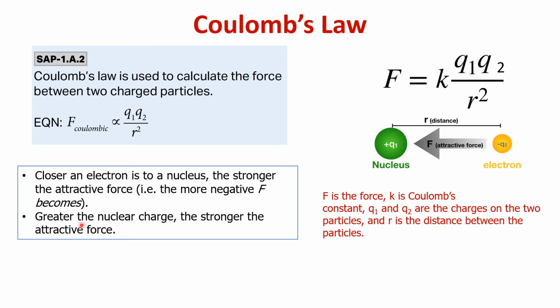Next, if the nuclear charge is higher, it means that the q value is high. Again, if the q value is high, the force would be higher. So if more charge is there, then force would be high. If less distance is there, then force is again higher. So these two factors are basically affecting the Coulombic force, or you can say the attractive force between the nucleus as well as the electrons.